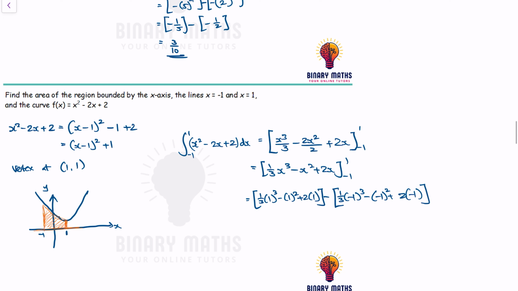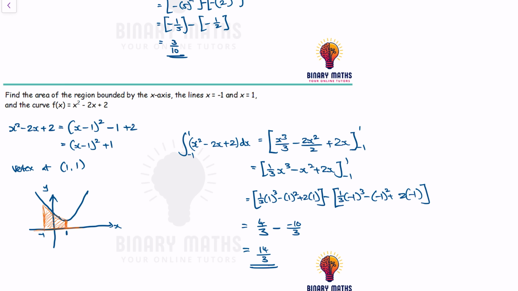When you input the first bit into the calculator, you end up getting a third minus 1 plus 2, which is 4 over 3. Subtracted from that, when you input the second part into your calculator, you end up getting minus 10 over 3. When you do 4 over 3, subtract minus 10 over 3, you get 14 over 3.